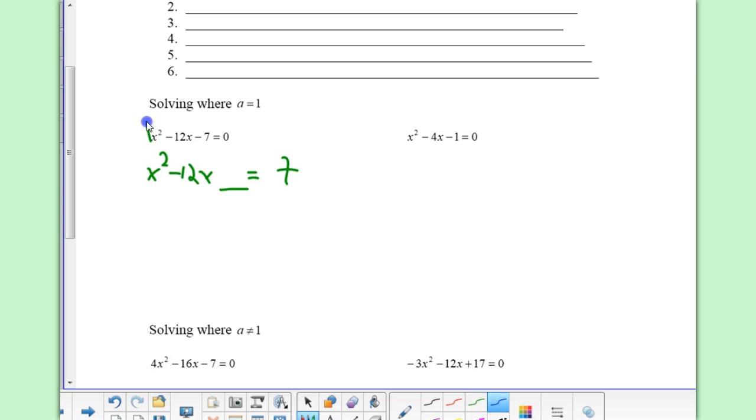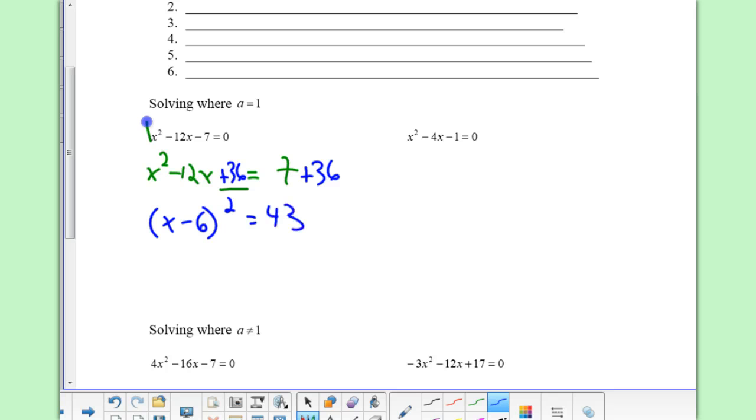So what number do I need to put there to make it perfect? I need to divide by 2 and square, so this would be plus 36. And if that's plus 36, then this is plus 36. Then I need to factor it. So this is going to be x minus 6 squared is equal to 43.